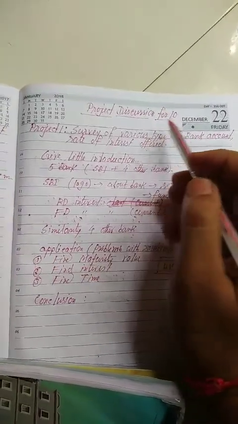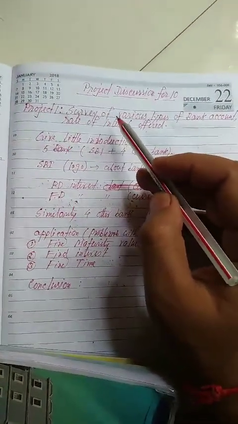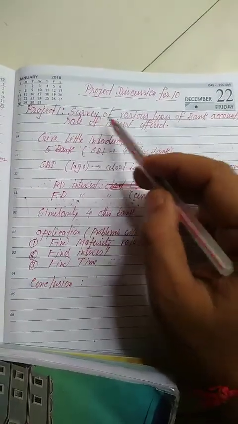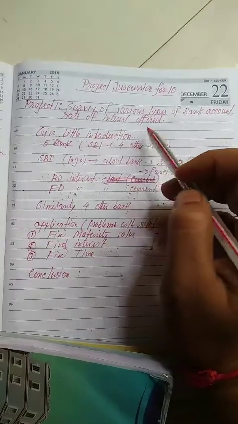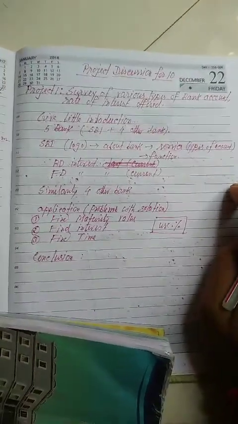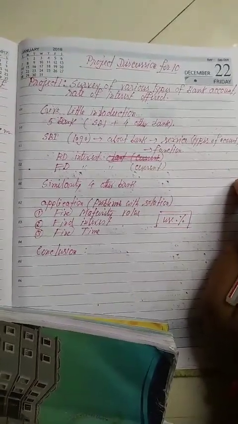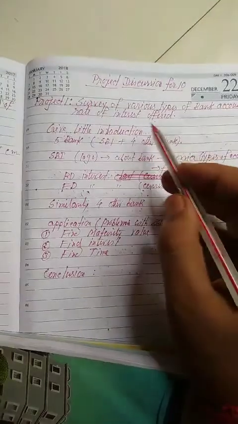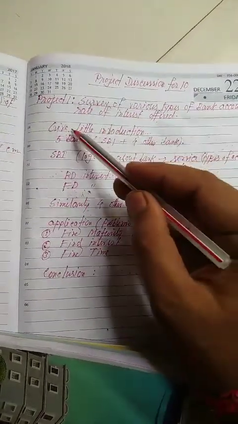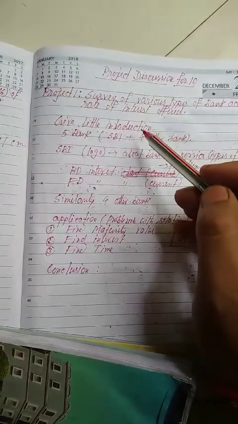The project discussion for class 10 starts with project 1. Project 1 is banking, the short name, but its full name is survey of various types of bank accounts, rate of interest offered. That is the name of the banking project given by the ICSE. So please follow the correct topic name. After writing the topic name properly, you give a little introduction about the project.